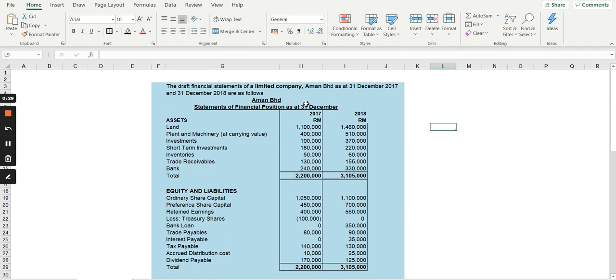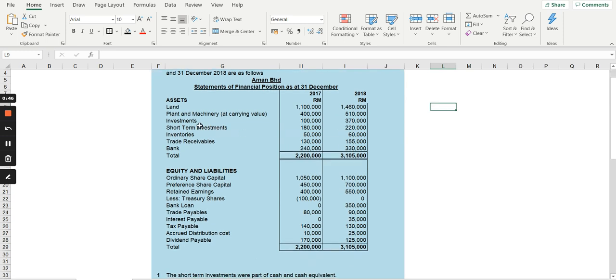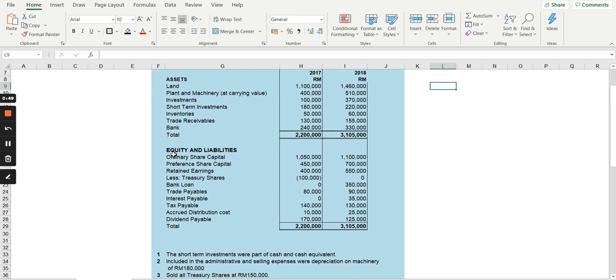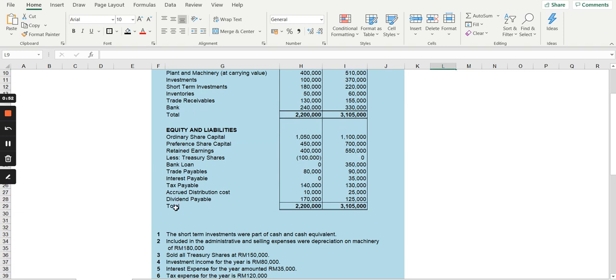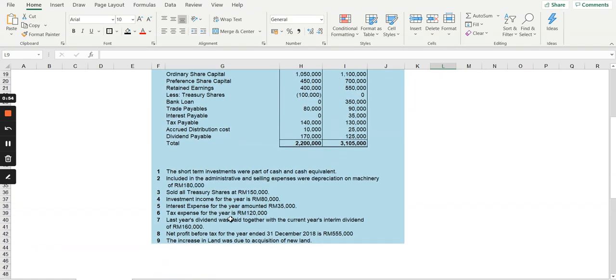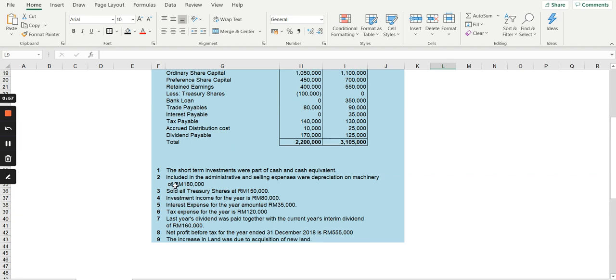In this question, you are given a draft financial statement for 2 years of a limited company called Aman, with the details on 31st of December 2017 and 31st of December 2018. All the assets and liabilities are listed, equities as well, with the totals. There is also some additional information at the bottom, which will help you to prepare the cash flow accordingly.